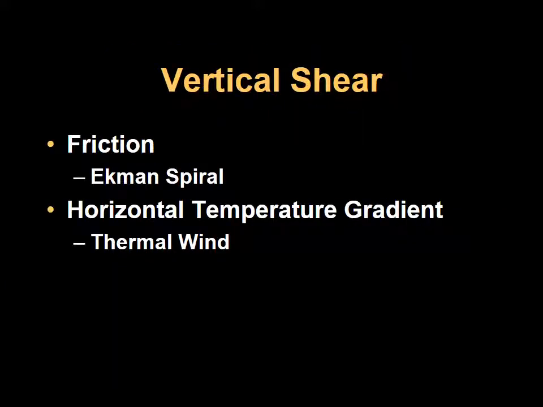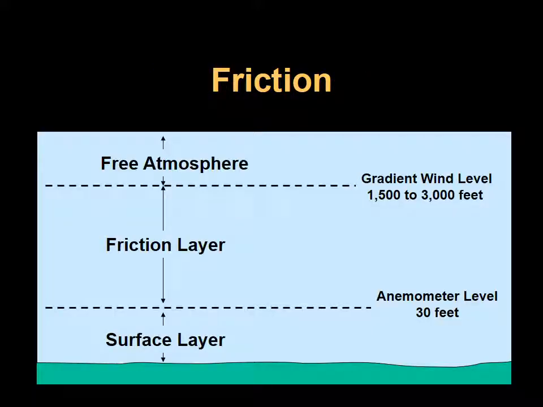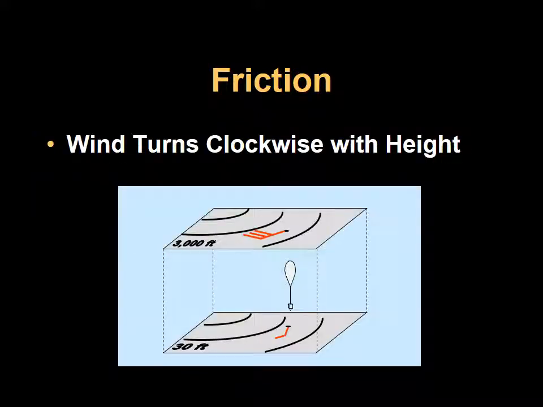There are a lot of things that cause the vertical shear of the horizontal wind. Of course, friction. We talked about friction last time in one of our videos. We discussed the different layers of the atmosphere, how there's a surface layer and a friction layer. We looked at the surface layer and said that the wind increases with height. It changes speed, but it really doesn't change much in direction in the surface layer. But in the friction layer, this is where the wind changes clockwise with height.